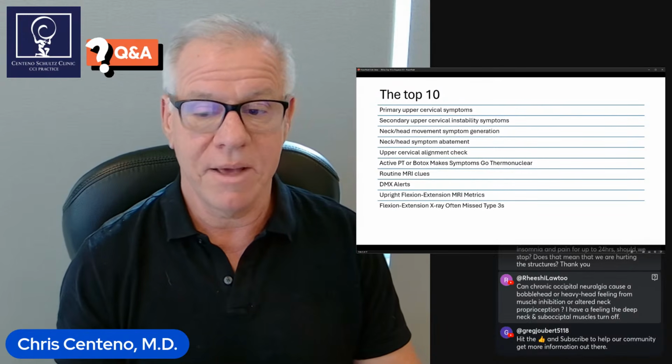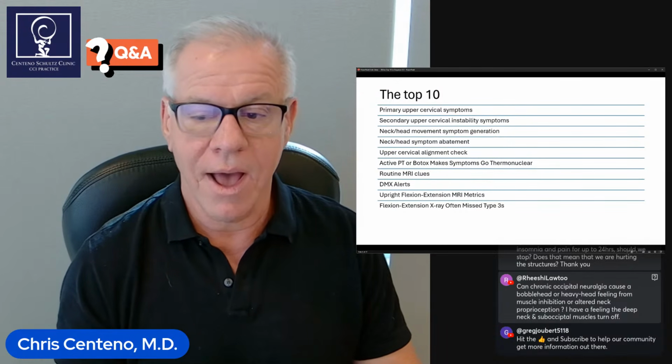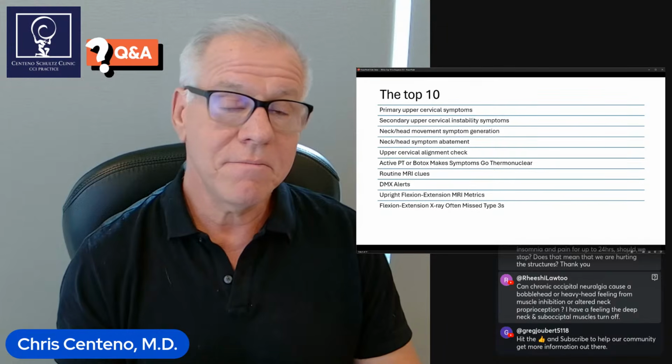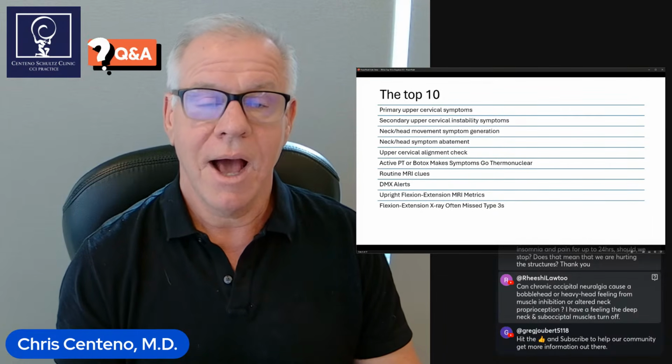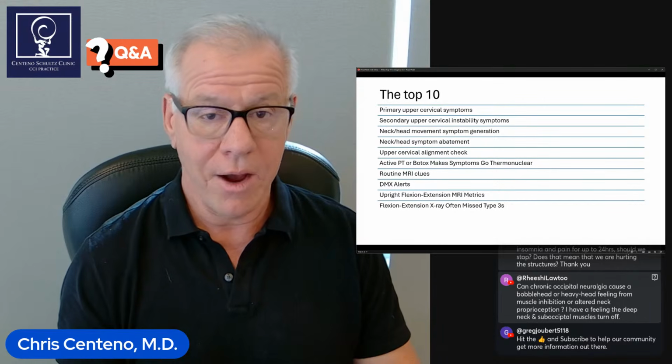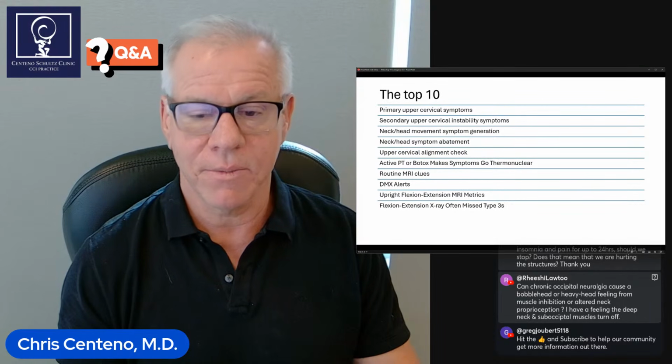What do I look for in a DMX? What do I look for in an upright MRI? And even regular old flexion-extension x-rays that a lot of people get, what can show up there that might make me think that someone's got CCI?